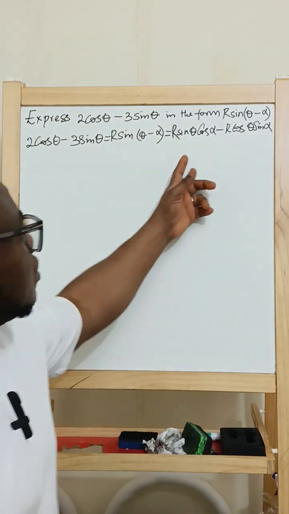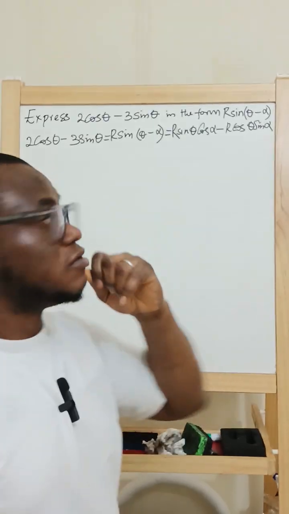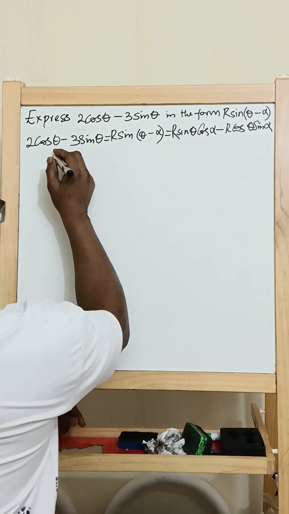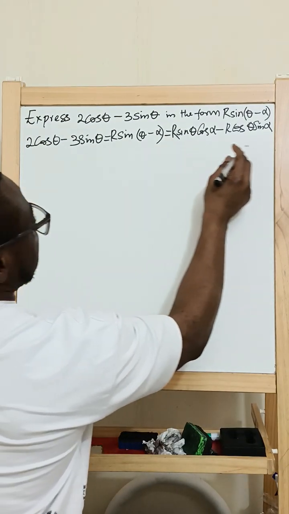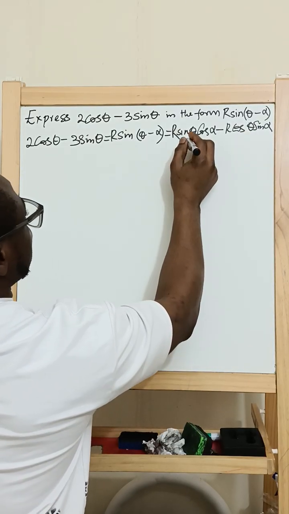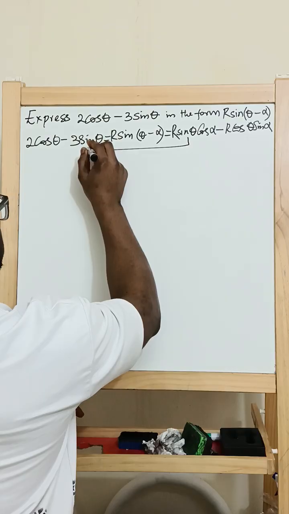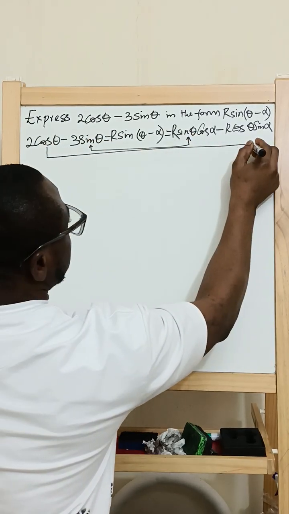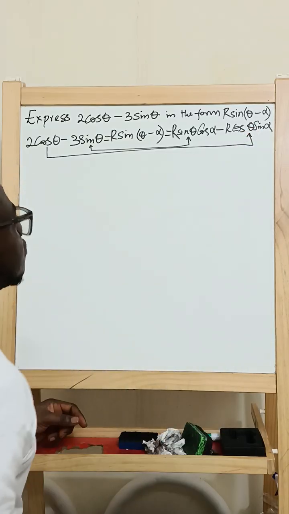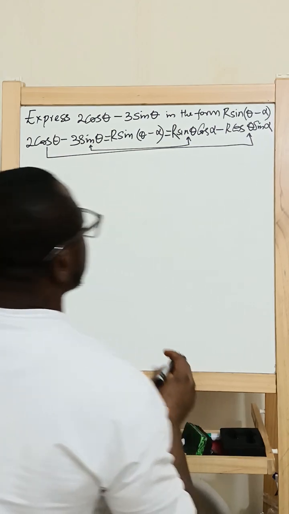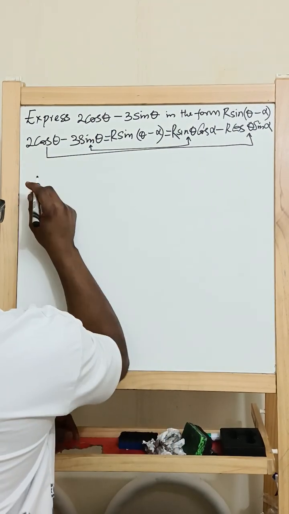Now all we observe from here is that this one has cos theta, this one has sin theta. So we'll compare the two, and we'll also compare these two. So that's what we're going to do. Let's bring them together.